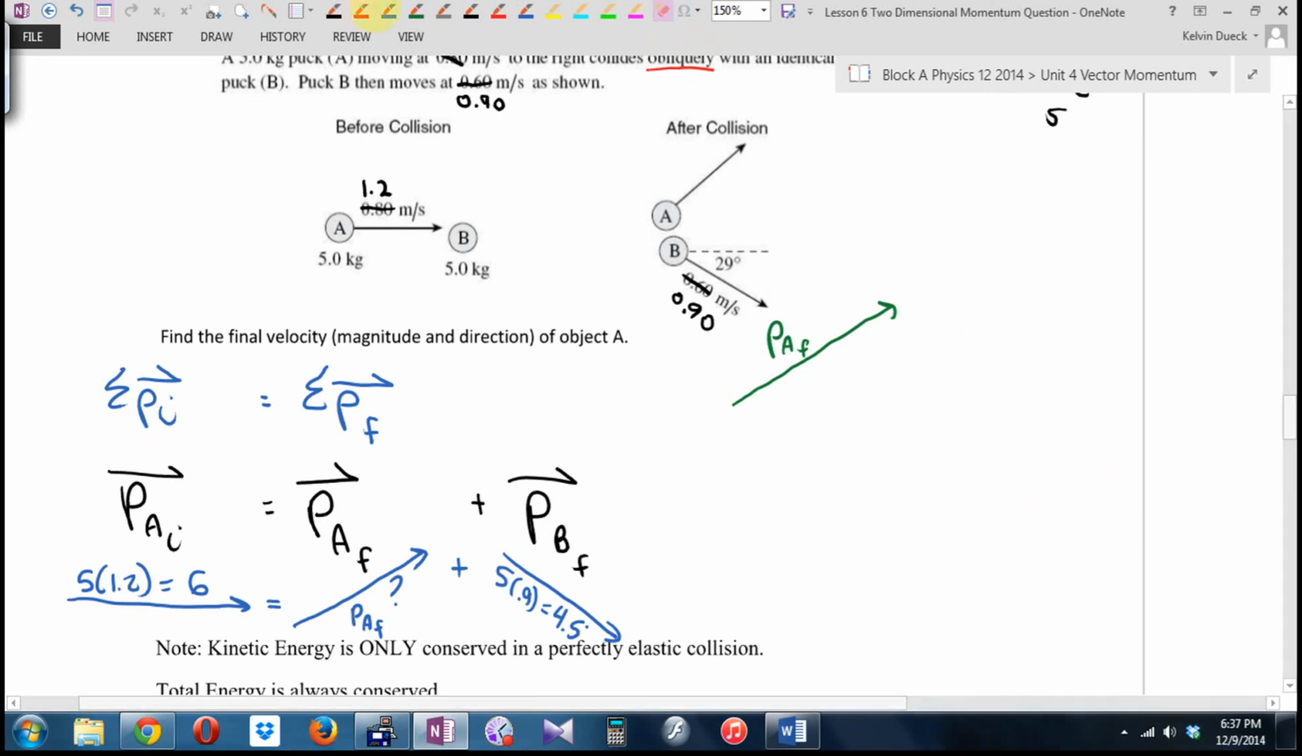And I know not to draw it this far because that won't give me a resultant that's dead horizontal. I know to draw it about there. And it tells me that this is 4.5, and I know that this is 6. I need to get an angle. Well, it said if you draw a horizontal line and then go down to B, that's 29 degrees.